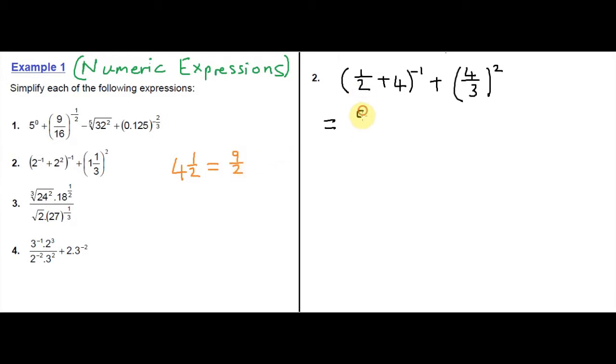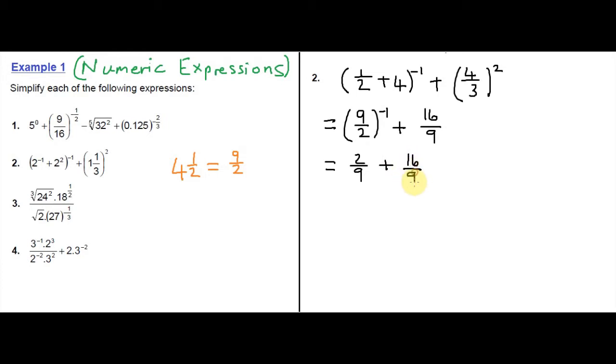So we have 9 over 2 to the power -1. Then we can square out here. 4 squared is 16 and 3 squared is 9. Now we can invert this fraction and the power becomes positive. So it's 2 over 9 to the power of +1.